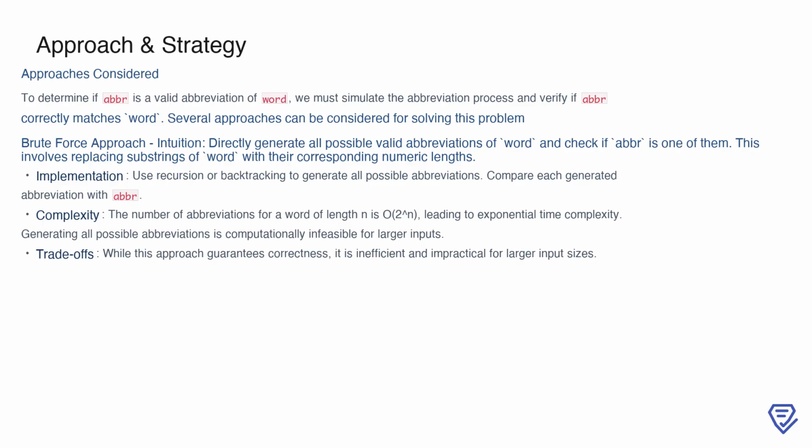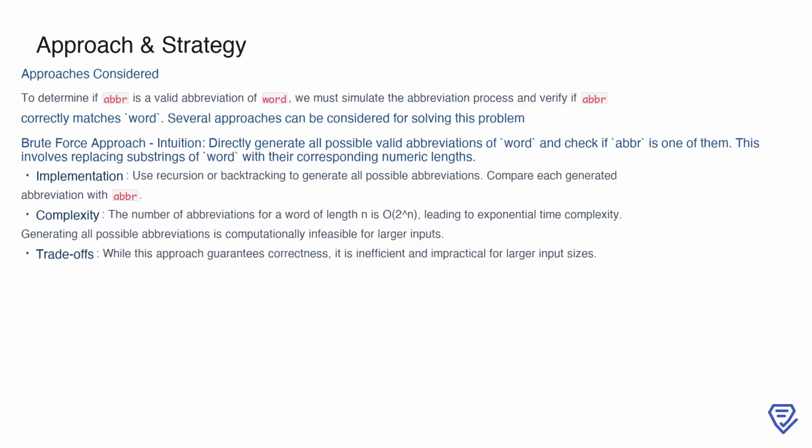First, consider the brute force approach. The intuition here is to directly generate all possible valid abbreviations of the word by replacing substrings with their numeric lengths. Then, we would simply check if ABBR is one of these generated abbreviations. This could be implemented using recursion or backtracking to explore all possible combinations.